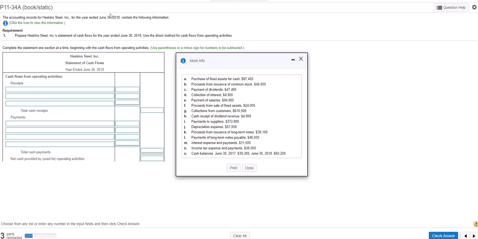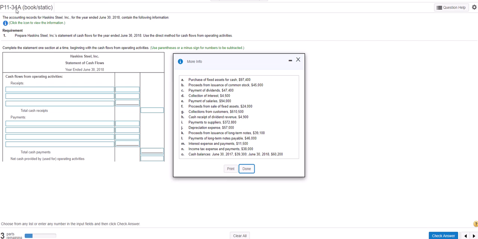Okay, this is from the homework for chapter 11. This is, I believe, question number 4, although it may be out of order. Anyway, it's 11-34, so whatever number that is for you.